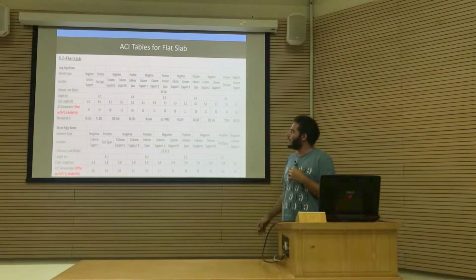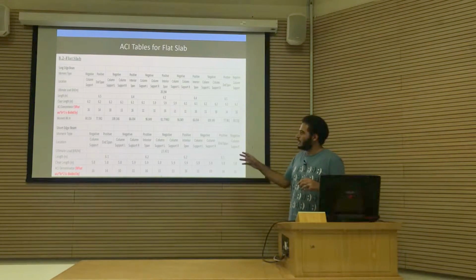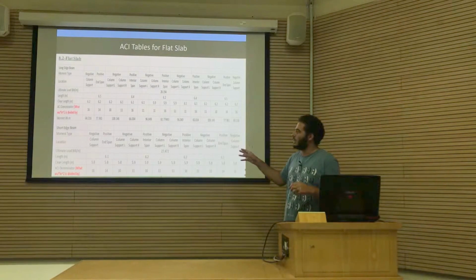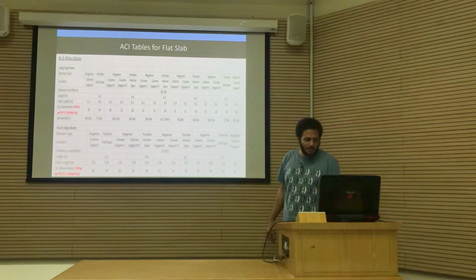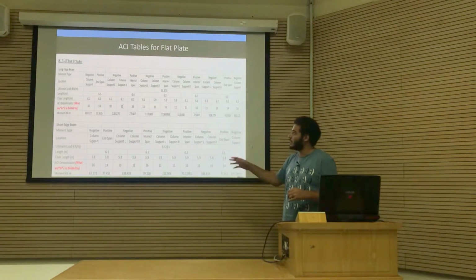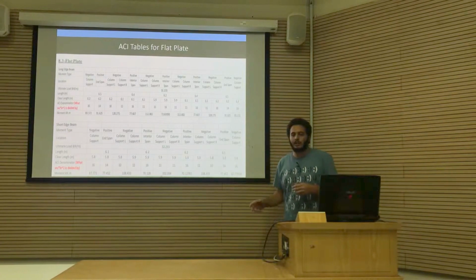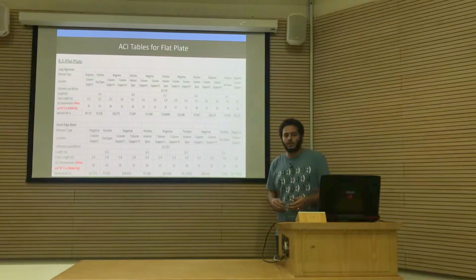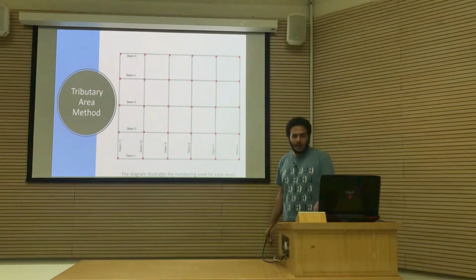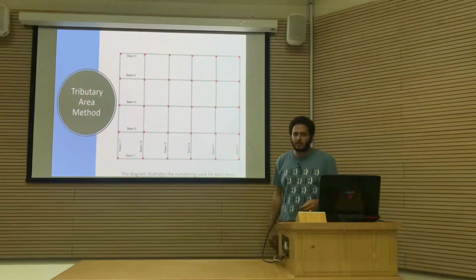Onto the flat slab, these are the ACI tables used, just like the solid slab, but since we only have edge beams here, there are only two tables, one for the long edge beams and one for the short edge beams. Also, the flat plate is just like the flat slab, where it's only for the short and long direction edge beams only.